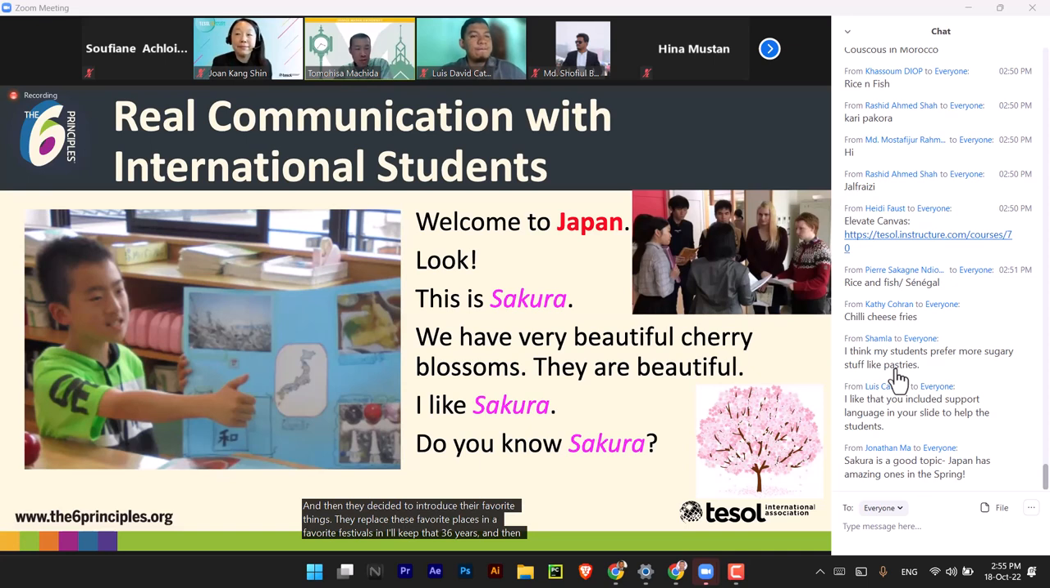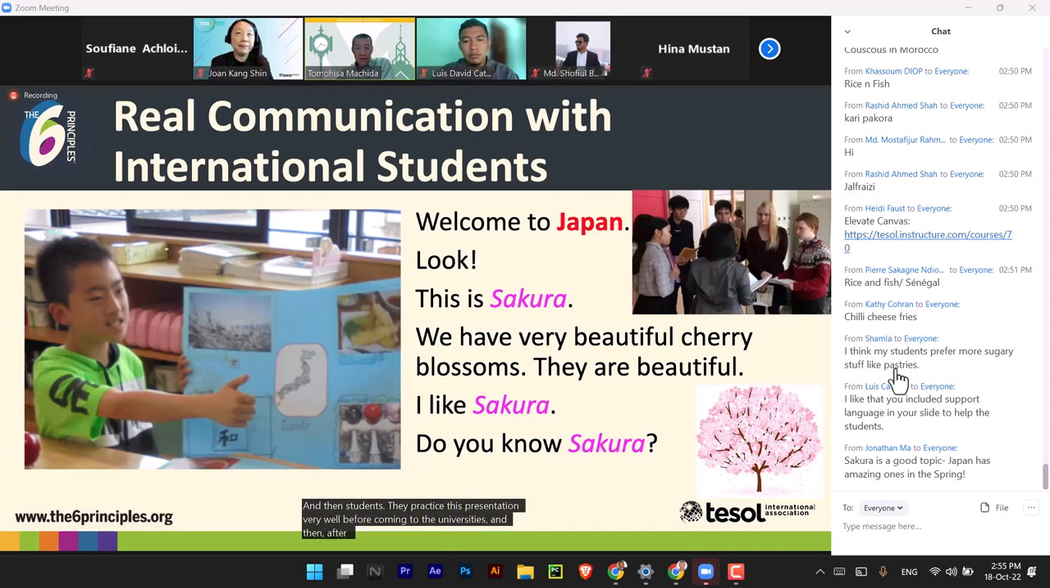And then look at these pictures. The boy, his name is Yoshi. He created the posters and he wanted to introduce Sakura. Sakura is a cherry blossom. And he created these very beautiful posters, put in some pictures and some nice maps, and also talked about the Sakura. And the students practiced this presentation very well before coming to the university.